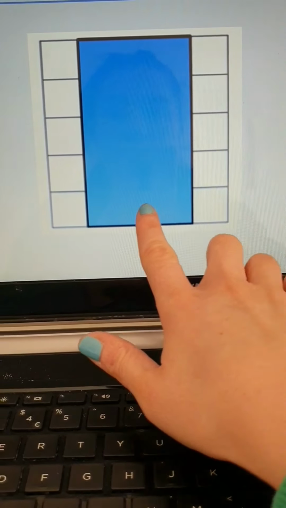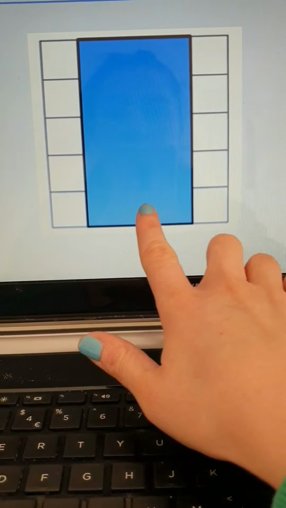So 1, 2, 3, 4, 5, 6, 7, 8, 9, 10, 11, 12, 13, 14, 15. Okay, so from our counting, it's 15 centimeters squared. So let's see, are we correct? And we are. Well done. Okay, shall we do another one?